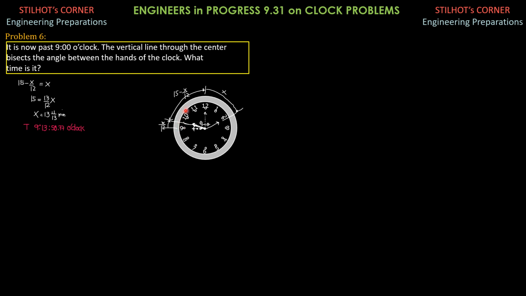We know that from 9 to 12, that's 15 minutes. Therefore, this theta or equivalent number of minutes here is 15 minutes minus x over 12. So we equate 15 minus x over 12 to x, and solving for x, it is equal to 13 and 11 over 13 minutes. So the time would be 9, 13, 50.77 o'clock.